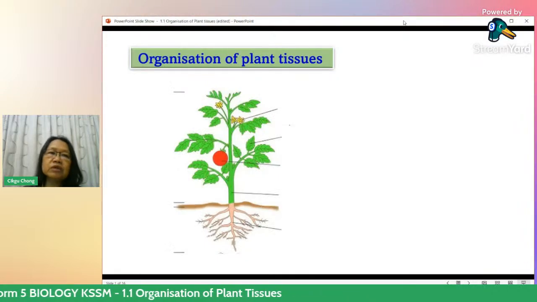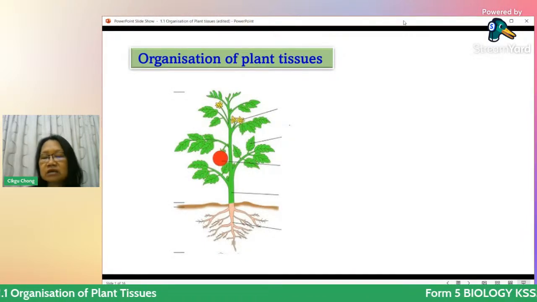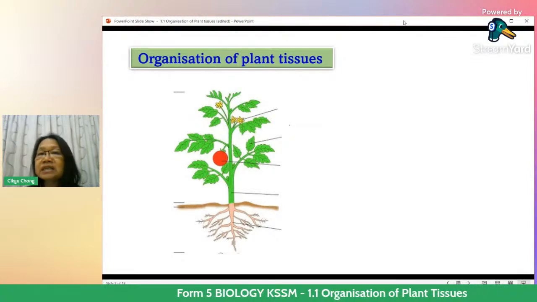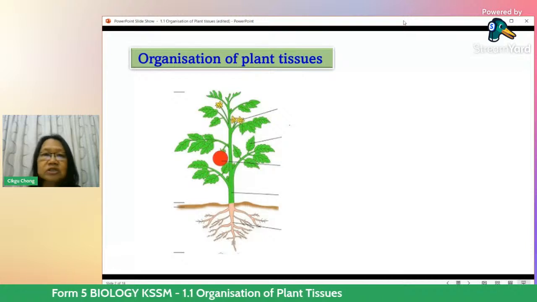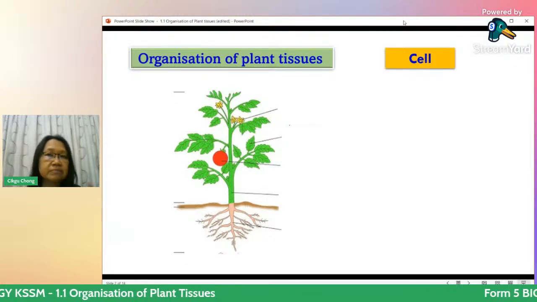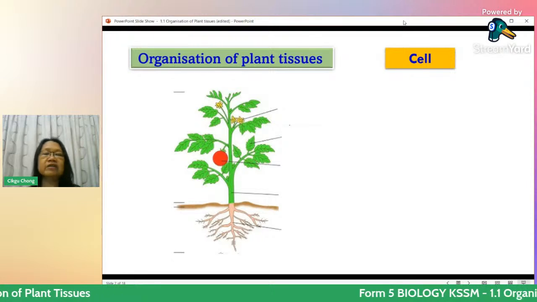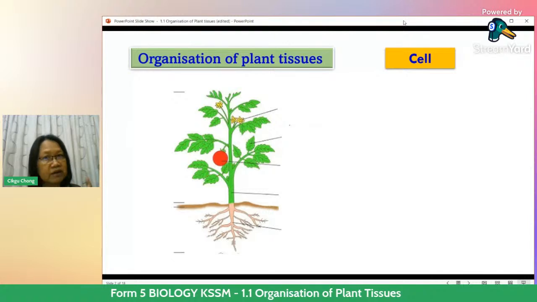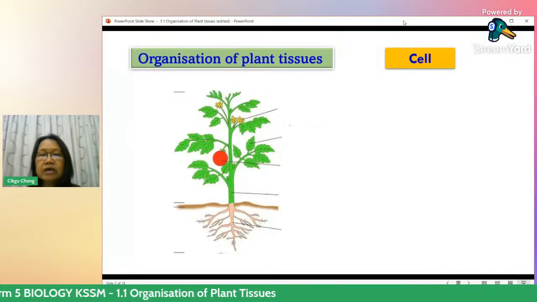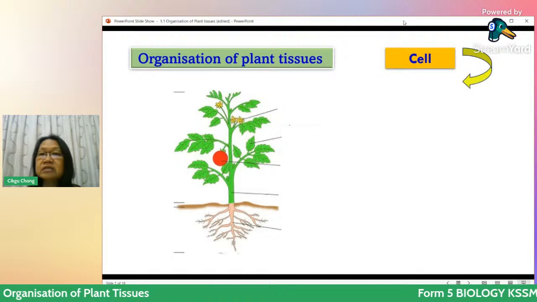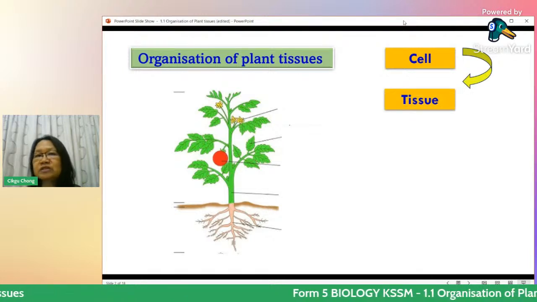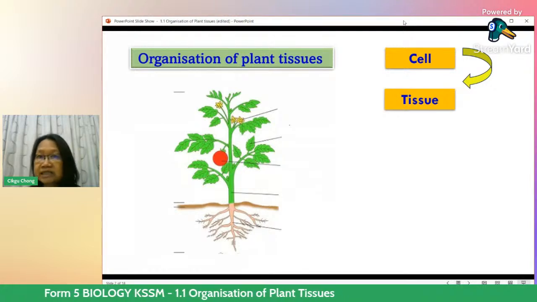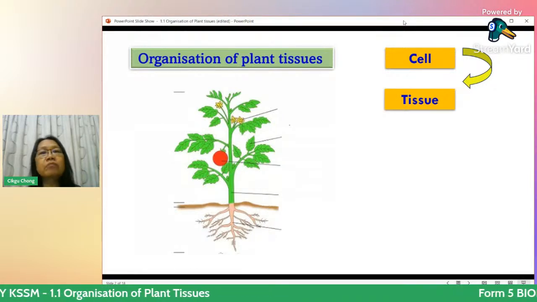So let's start with organization of plant tissues. You have learned in Form 4 that the organization of an organism starts with the basic unit of living thing, which is always the cell. The cell is the basic unit of any living thing. When you have many cells of the same type, grouped together, they form a tissue. This is a revision from your Form 4 work. A tissue consists of many cells of the same type, and they perform the same function.